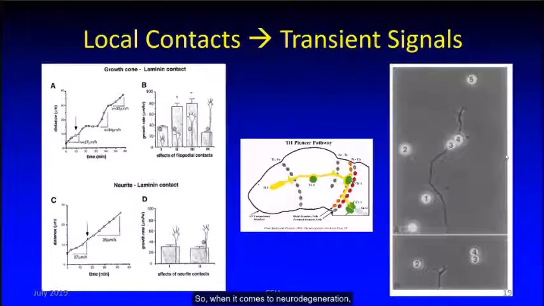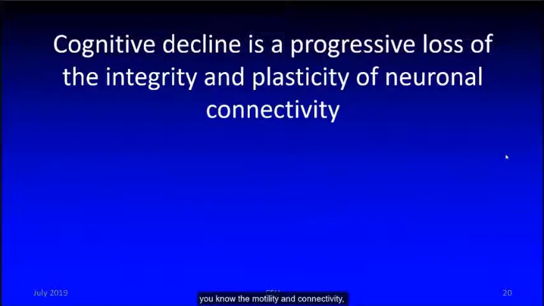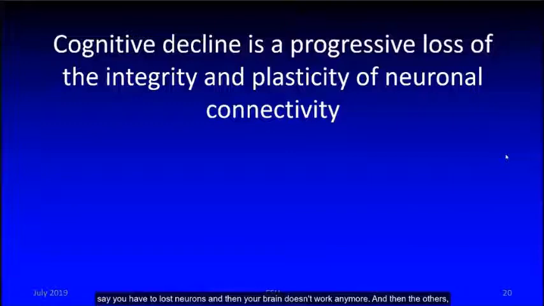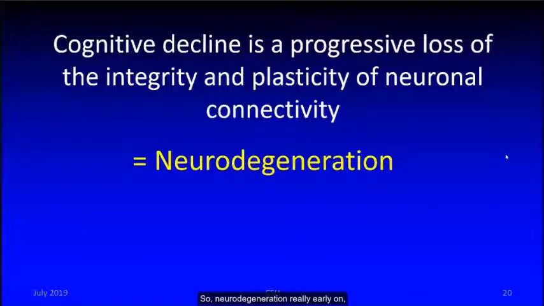So when it comes to neurodegeneration, the motility has something to do with connectivity. So there are two large camps in the neurodegeneration field. The people that say you have to lose neurons and then your brain doesn't work anymore. And then the others, like me or like Jim, they say you can keep all the neurons in the brain, but if they're not connected, nothing works. And so I'm a connected guy. So if you lose the connectivity, the integrity and plasticity, you lose function. So with neurodegeneration, really early on, we should look at synaptic events.